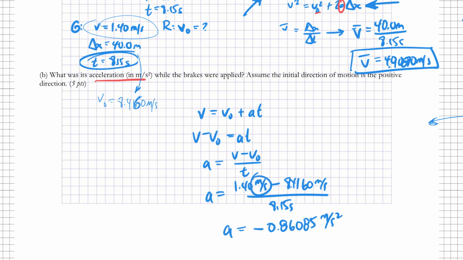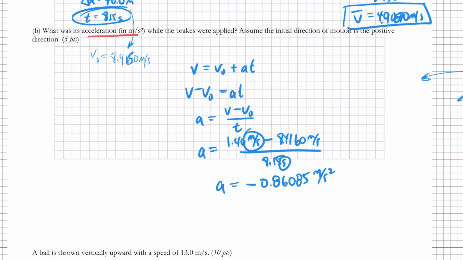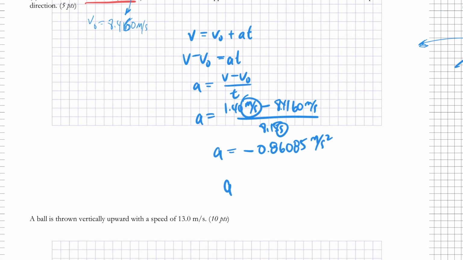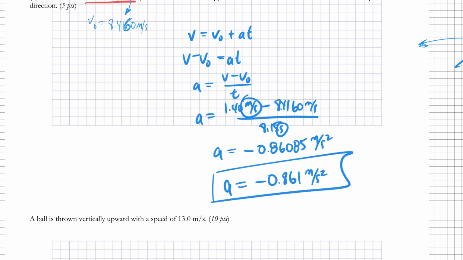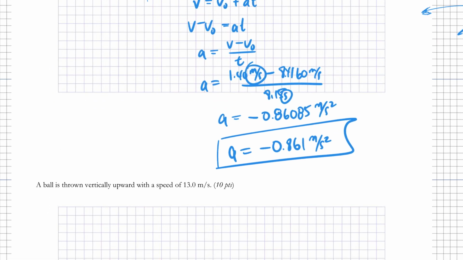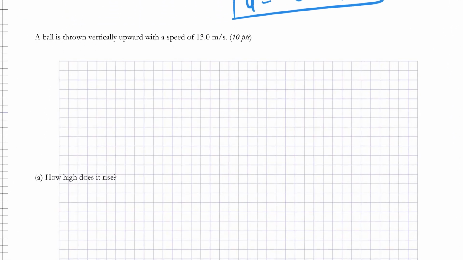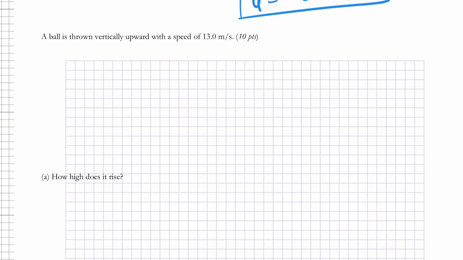Notice I've got meters per second divided by seconds, so that's going to be meters per second squared, which is what we want. And I want 3 sig figs. So we're going to make that negative 0.861 meters per second squared. Okay, so I feel pretty good about that. It's certainly a reasonable number. It had to come out negative because we were slowing down, and we were assuming that we're going in the positive direction. Okay, on to the next one. A ball is thrown vertically upward with a speed of 13 meters per second.